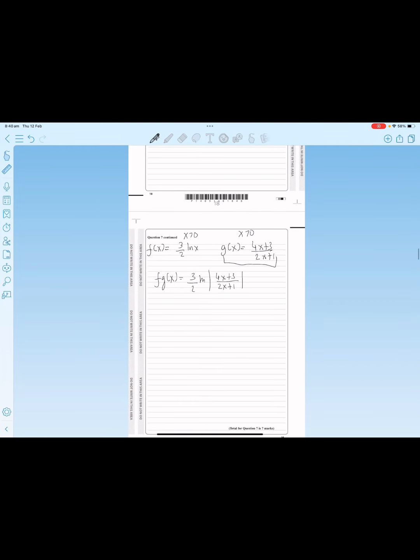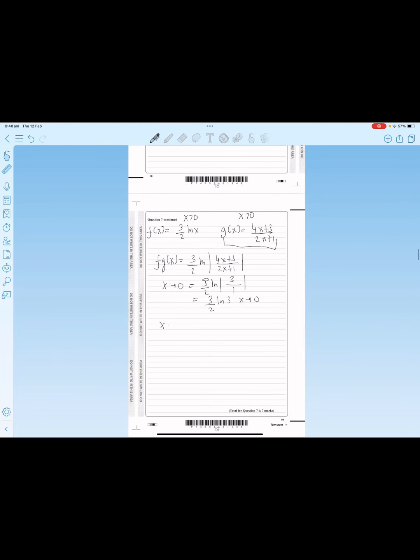Now let's consider the behavior of this function. So x has to be greater than 0. However, if x does tend to 0, what do we get? We get 3 over 2 ln of (4 times 0 is 0, plus 3 would be 3, over 2 times 0 is 0, plus 1 would just be 1). So we get 3 over 2 ln 3 when x approaches 0.